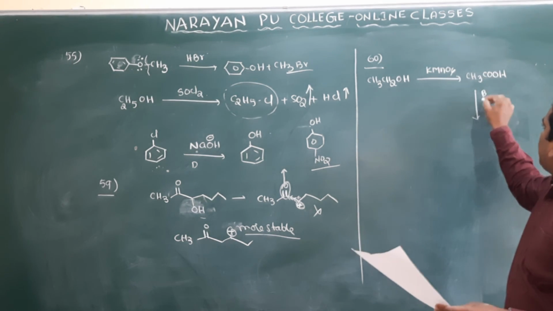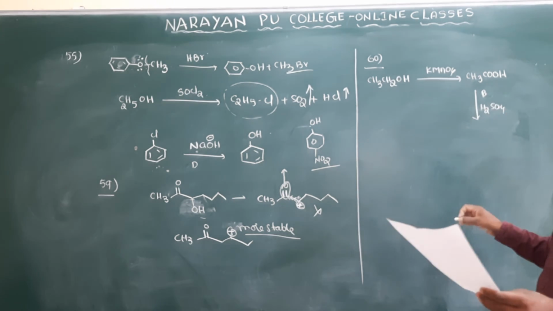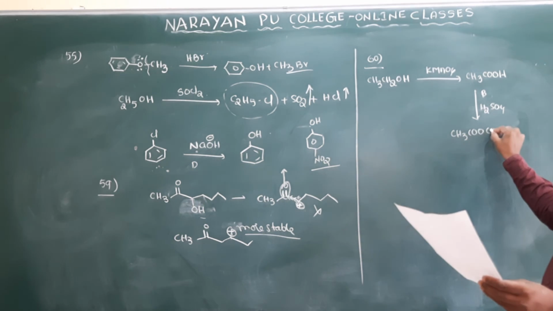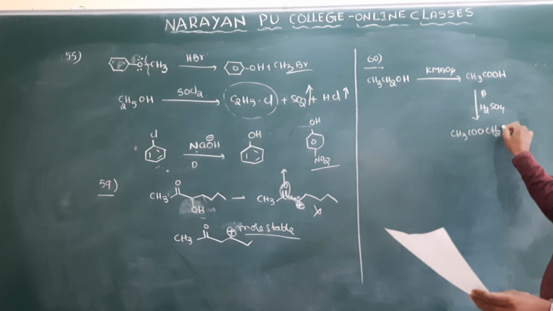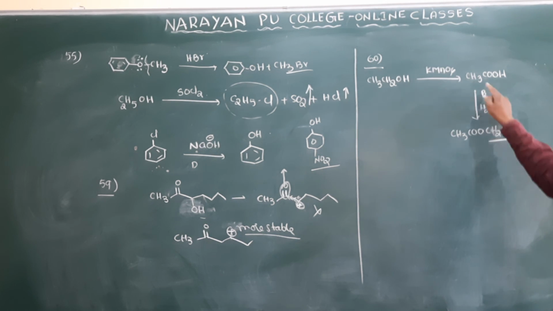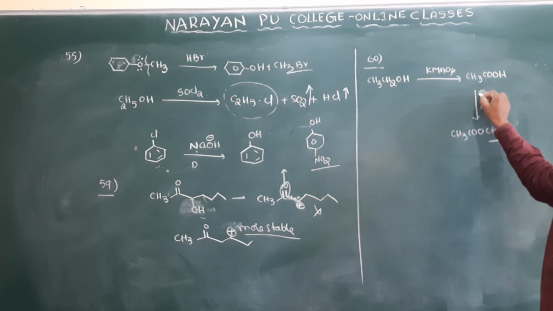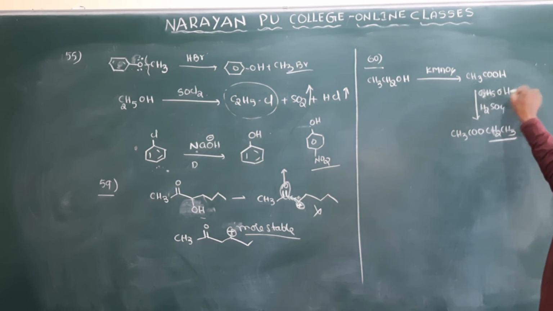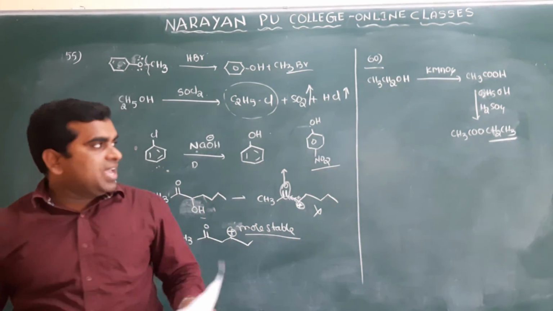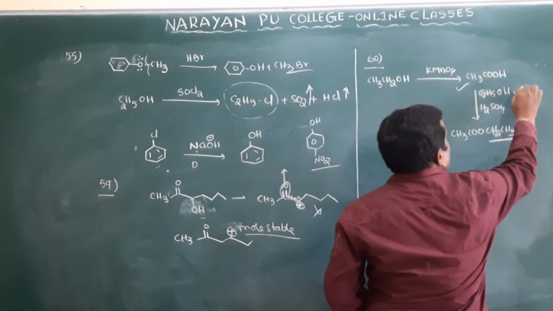Then treat this with B and H2SO4. What should you get, Maria? You should get the ester CH3COOCH2CH3, ethyl acetate. For an acid to form an ester, what do you have to use? Alcohol. It is an esterification reaction: the acid reacts with alcohol and gives the ester. Because CH3COO is there, what should B be? C2H5OH should be B. So your option is the one with A as the acid and B as the alcohol.